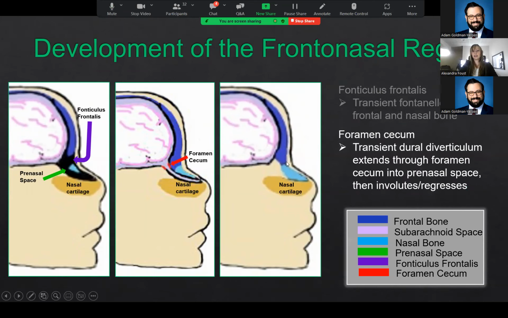During fetal life, you do have normally a transient dural diverticulum that will come through the foramen cecum here. And it will work its way through the prenasal space all the way up near the nasal tip. And then it will involute and regress. So this is an important structure because it serves as a pathway for potential pathologies that we'll talk about shortly. But you can also have persistent dural diverticula that will extend into other transient spaces. And so the fonticulus frontalis, you can also actually get dural diverticula that extend into that space and will cause similar pathologies.